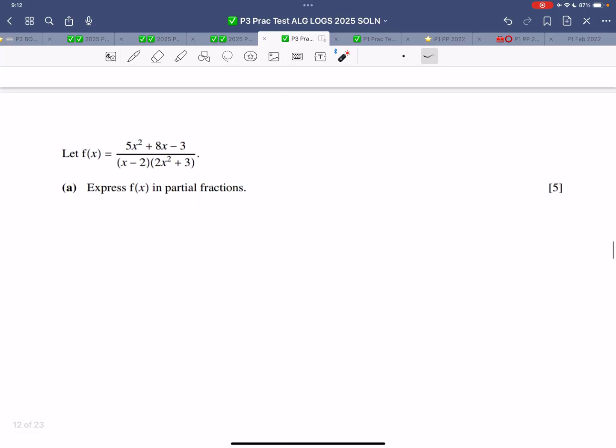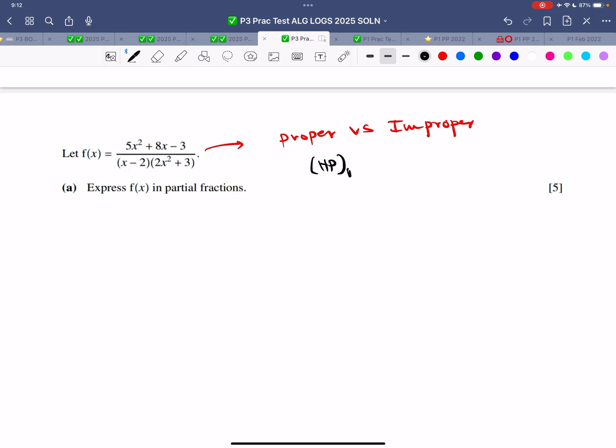One more of algebra. This is partial fractions. Always double check whether it's a proper versus improper fraction. How do we know it's proper? The highest power of the numerator should be less than the highest power of the denominator. The highest power of the numerator over here is what? That's 2. The highest power of the denominator, this is 1, this is 2, that is 3. That is cubic. This is quadratic. Yes, it is a proper algebraic fraction.